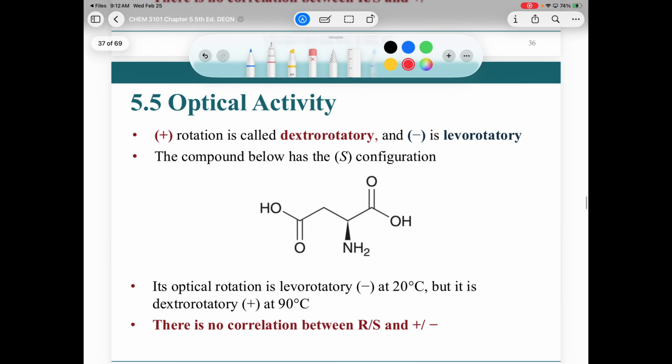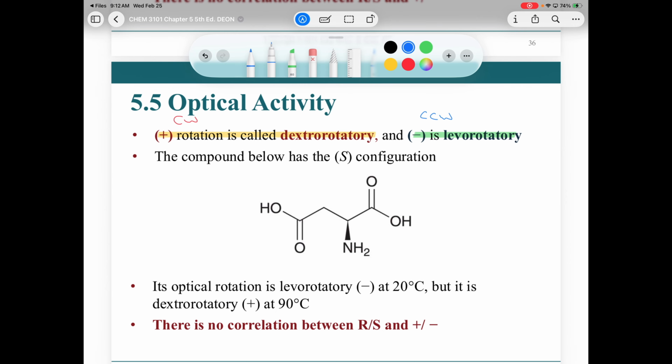All right. So again, this is adding to what I said. Positive rotation is called dextrorotatory and negative is called levorotatory. Again, positive is clockwise, negative is counterclockwise. And so this compound that's shown down here, this is aspartic acid, has an optical rotation of levorotatory at 20 degrees Celsius, but it changes direction at 90 degrees Celsius. And so you see, it's also temperature dependent.